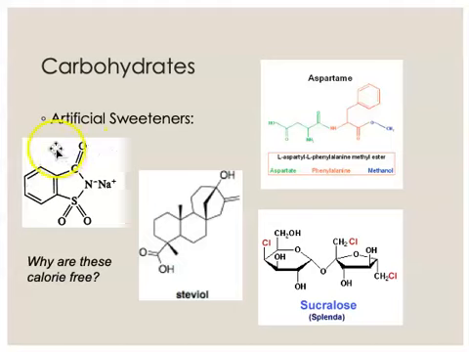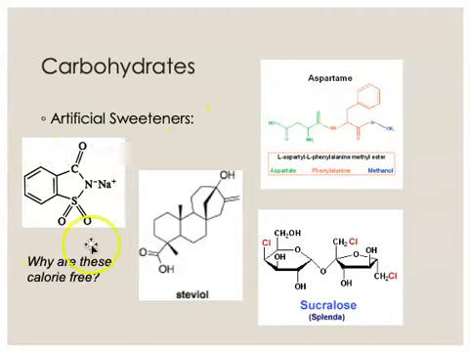When you look at these artificial sweeteners and you think about what we've been talking about in terms of the structure of carbohydrate, the first thing that strikes you is that none of these, with the exception of sucralose, even resembles a carbohydrate. You don't see the ring structure in these that we typically see in a molecule like sucrose or fructose.